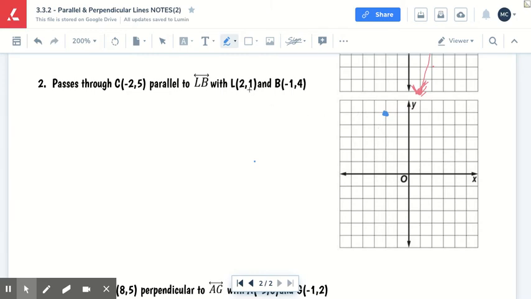And then to find another point that's on this, I first need to find the slope of this line and then determine the relationship between the two. Since it says it's parallel, that means the slope of the line that I'm trying to plot is going to be the same as the slope of this line. So let's find the slope of LB.